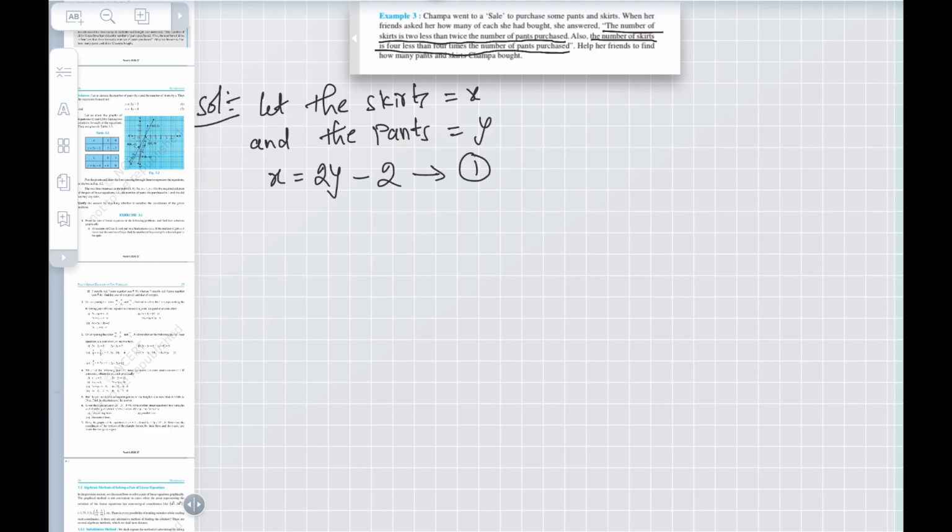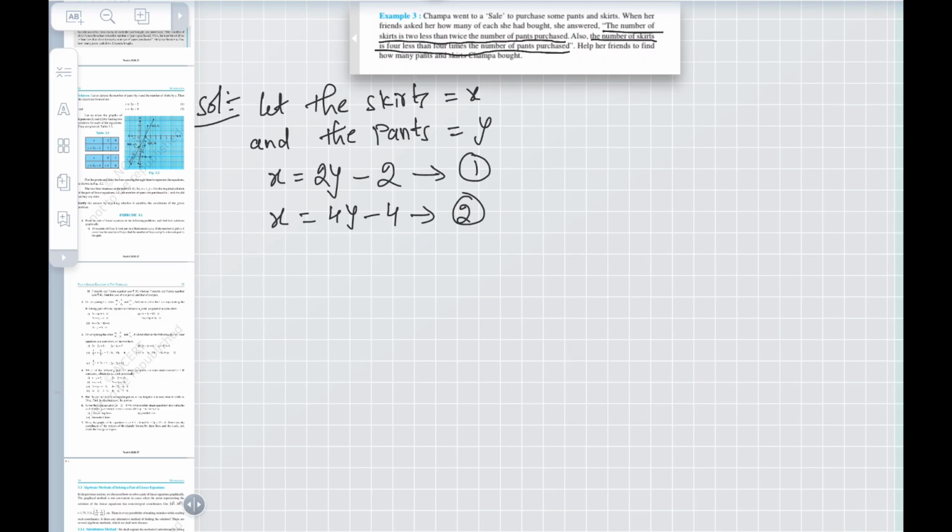Now observe the second statement. The number of skirts, again the number of skirts x, is 4 less than 4 times the number of pants. So 4 times, 4 less, is equation 2. Okay, good. Now let us compare the coefficients.